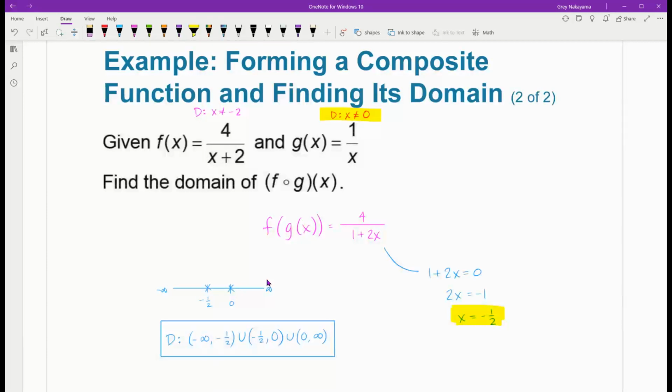And that is all there is to composite functions and combining functions. So I hope you wrote down some important concepts to help you master these.